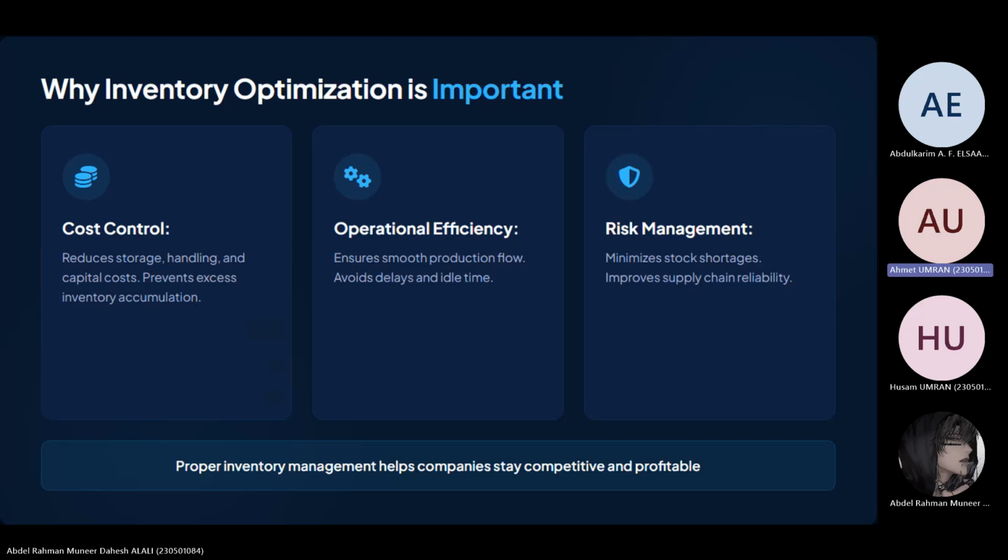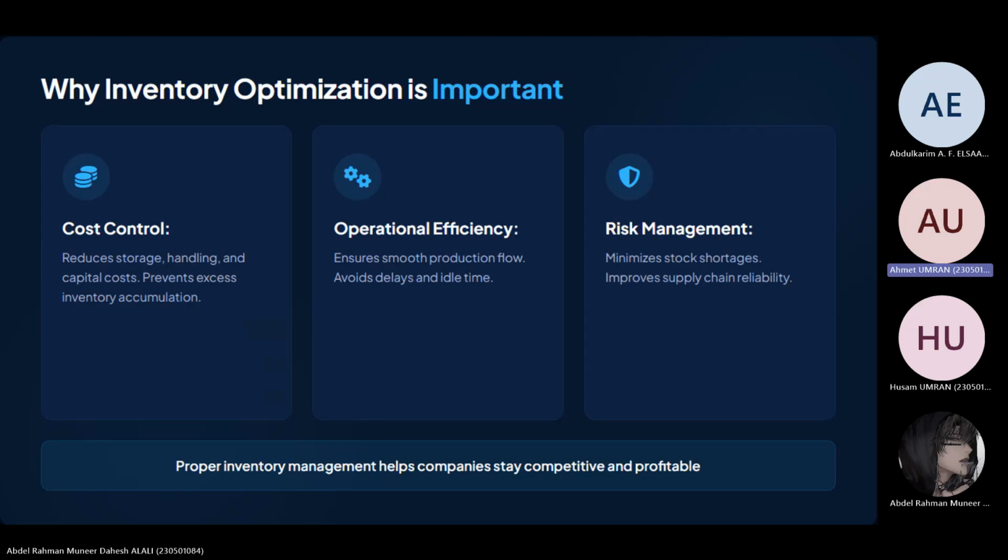Second, it improves operational efficiency. When inventory is managed properly, production runs smoothly without interruptions. There's no waiting for materials and no unnecessary delays. This helps companies save time and increase productivity.